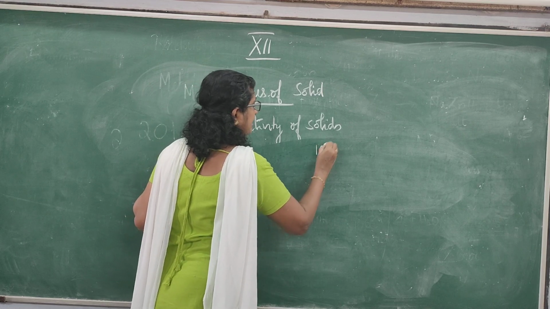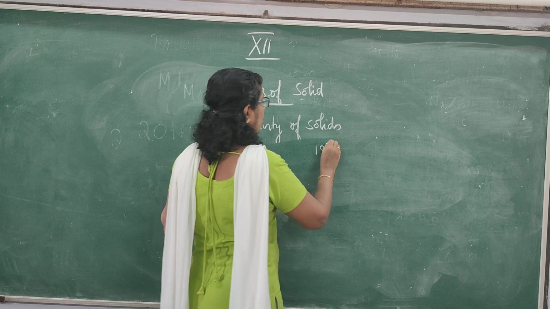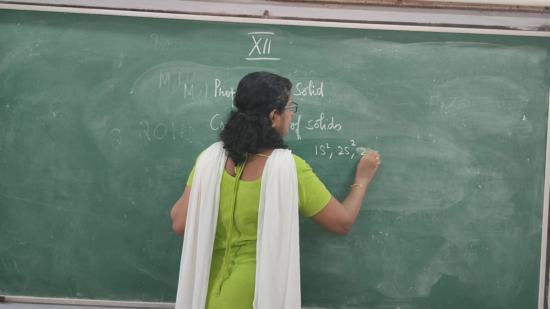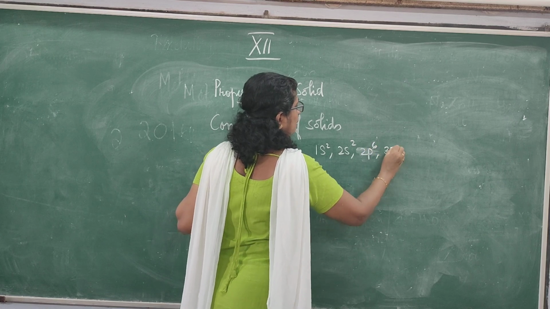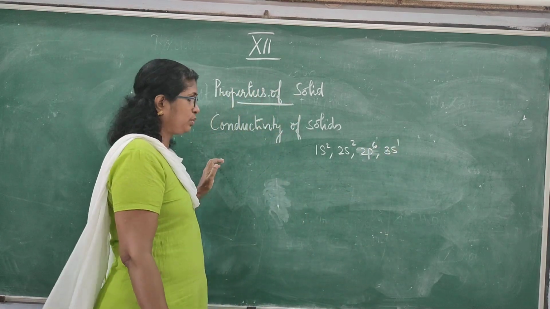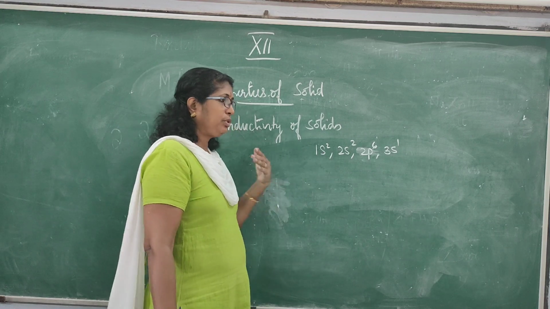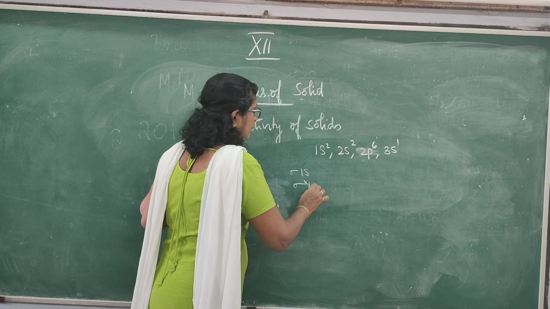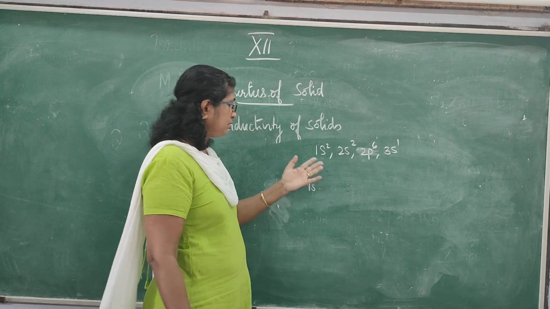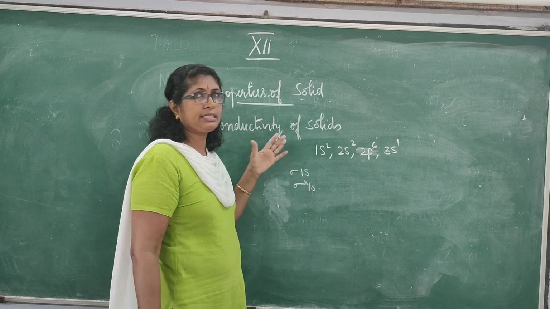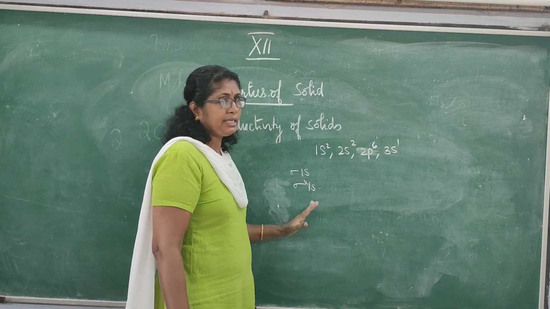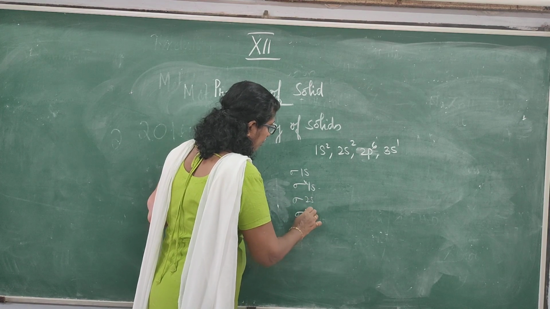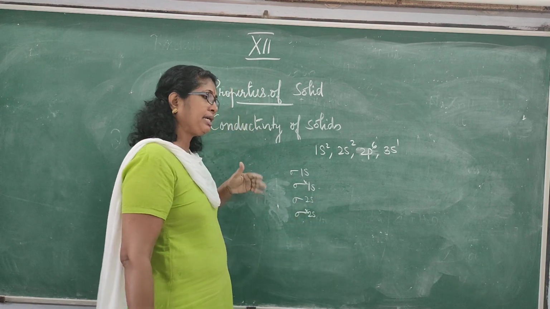For example, we will take the example of metallic sodium. It is 1s2, 2s2, 2p6, 3s1. This is the configuration of metallic sodium. For 1s2, you will get sigma 1s and sigma star 1s, and all will be completely filled because the atomic orbitals are completely filled, so the molecular orbitals also will be completely filled. Then sigma 2s and sigma star 2s will be there, and they also will be completely filled.